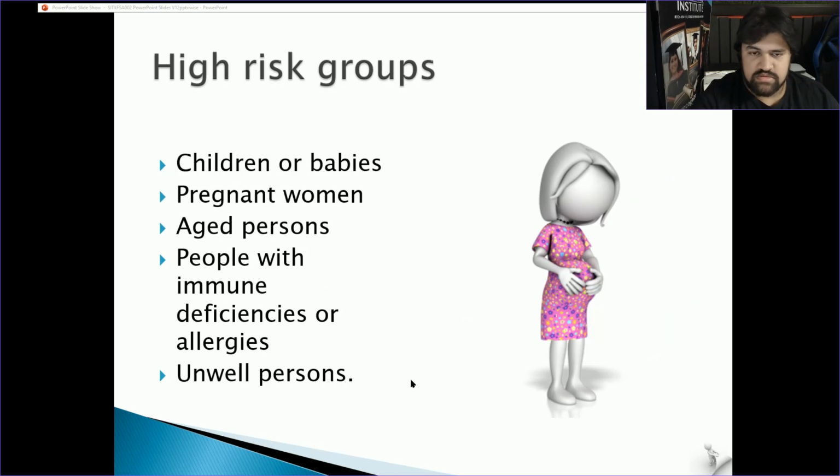High-risk groups. These are people you want to take the most care with: children or babies, pregnant women, aged people like elderly people, people with immune deficiencies or allergies, or any unwell people with any illness.